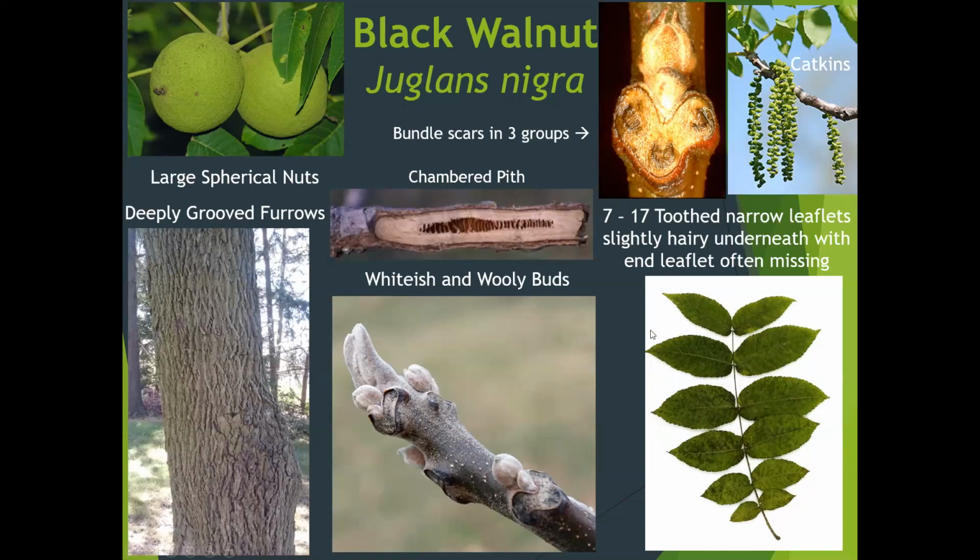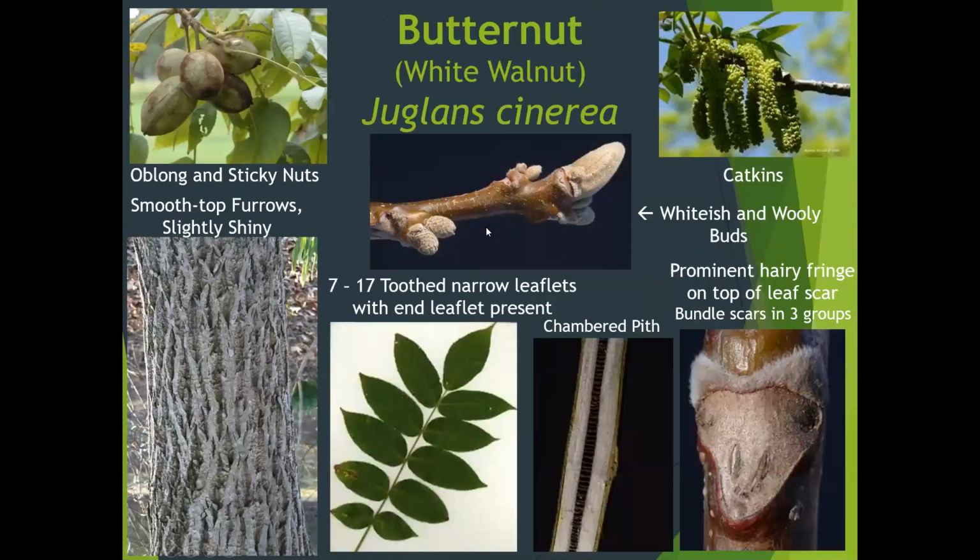And then also the twigs are whitish and they have woolly buds. They're naked buds that kind of look like they have some hair on them. And it's got this white glabrous look to it. So moving on to butternut, also known as white walnut in the woodworking industry, they have an oblong and sticky husk compared to the spherical husk on a black walnut. These are longer egg-shaped ones. And they sometimes can have ridges along the edges as well. So there's a big difference between the two nuts as well.